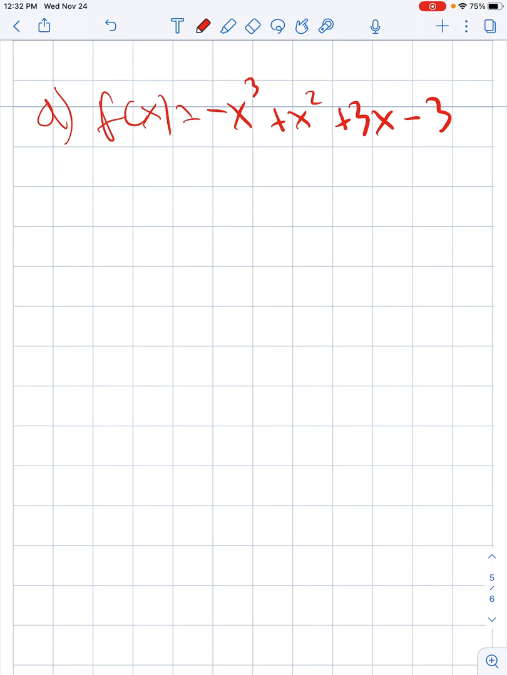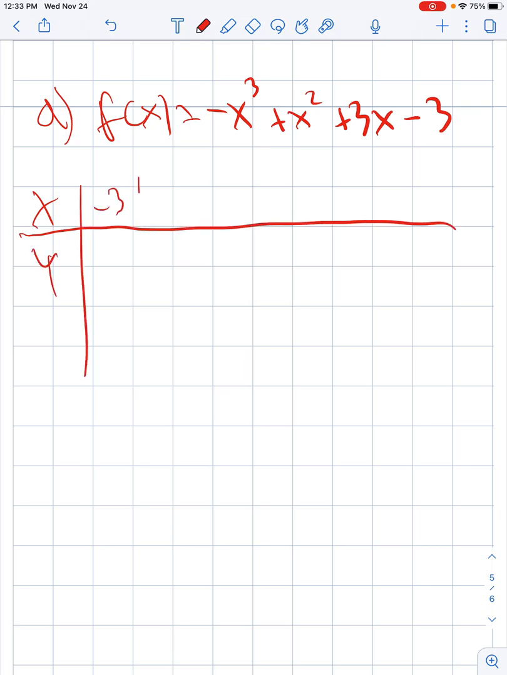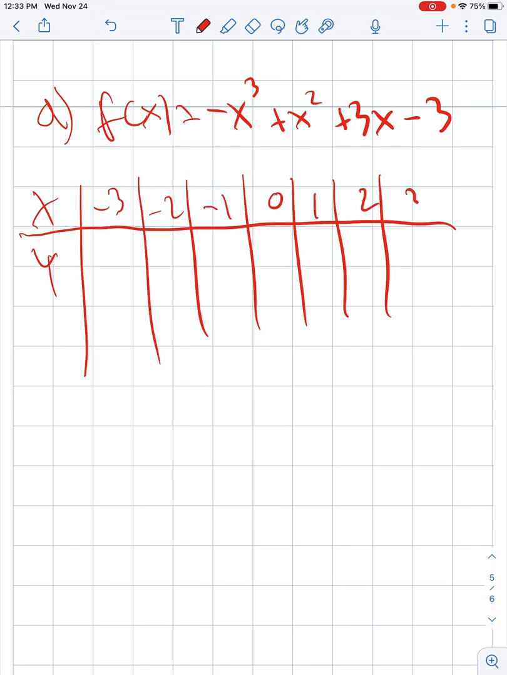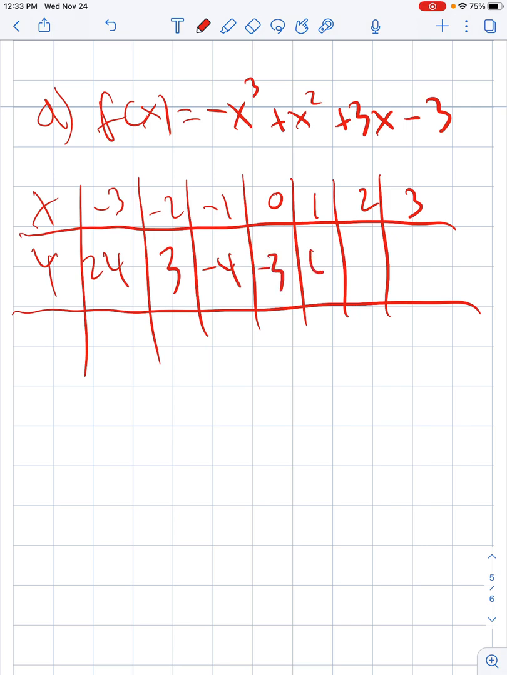There are lots of ways to do this. One good way to give yourself a general rule is to create a table of values. So what is the answer going to be when x is negative 3, negative 2, negative 1, 0, 1, 2, 3? It might be a little overkill, but it's good to have more information than not. When I plug negative 3 into this equation every time I see an x, I'm going to get 24, 3, negative 4, negative 3, 0, negative 1, negative 12. Again, I would use a calculator to help you.